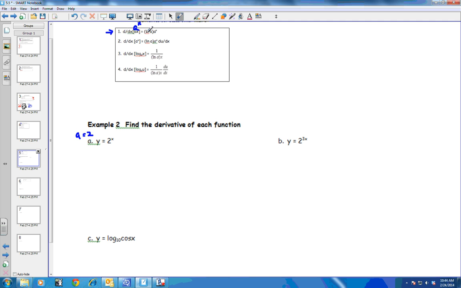So it says natural log of a, so y prime equals natural log of a, and a is 2, times a, or 2 to the x. And that's my answer.